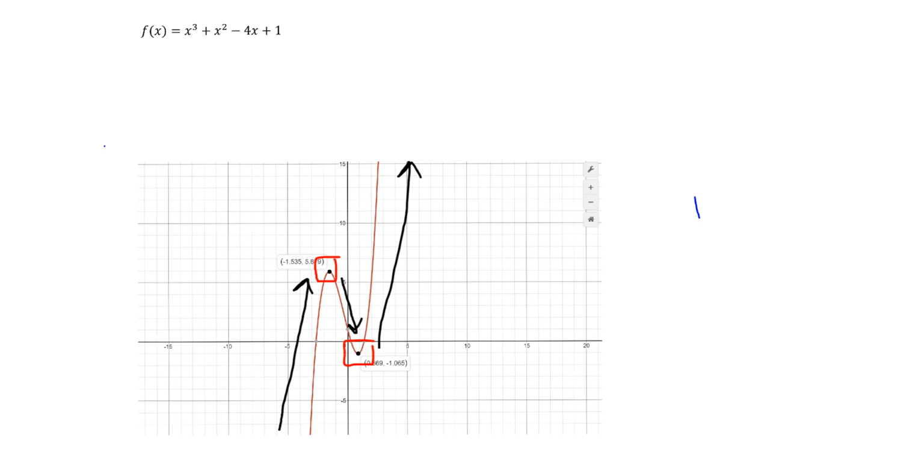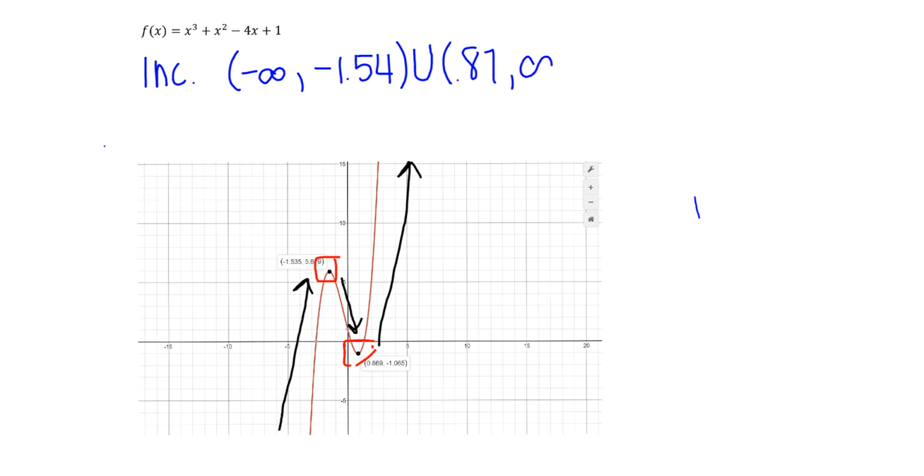So we're going to have multiple intervals of increasing. Let's start with our increasing intervals. It starts out increasing, so it increases from negative infinity to our first turning point, which occurs at negative 1.54. Then we have a second interval, so union, and our second interval starts at our second turning point, which starts at 0.87 and continues increasing after there, so to infinity.